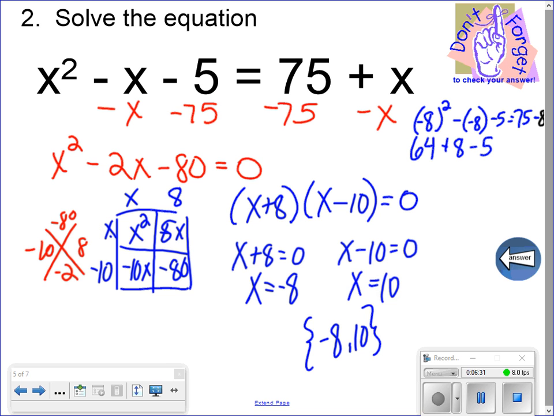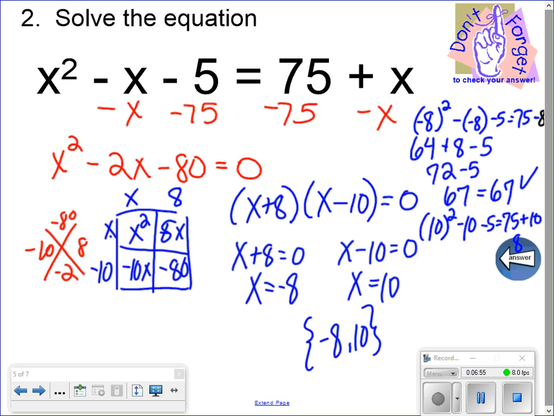That would be 72 minus 5, which would give us 67. If we do 75 minus 8, that would also give us 67. So we know that the first one's correct. Again, if we do the same thing with 10, that's 10 squared minus 10 minus 5 equals 75 plus 10. So on this side we've got 85. 10 squared is 100, minus 10 minus 5 gives us 85. So we know that 10 is also correct. So our solution for this one would be negative 8 and 10.